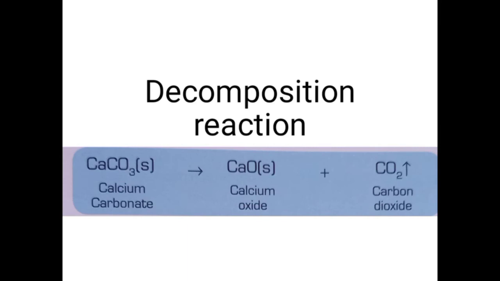Decomposition reaction. In a decomposition reaction, a single compound breaks down into two or more products due to the breaking of bonds. It happens due to the action of light or heat. An example of a decomposition reaction is when solid calcium carbonate decomposes into solid calcium oxide and gaseous carbon dioxide.